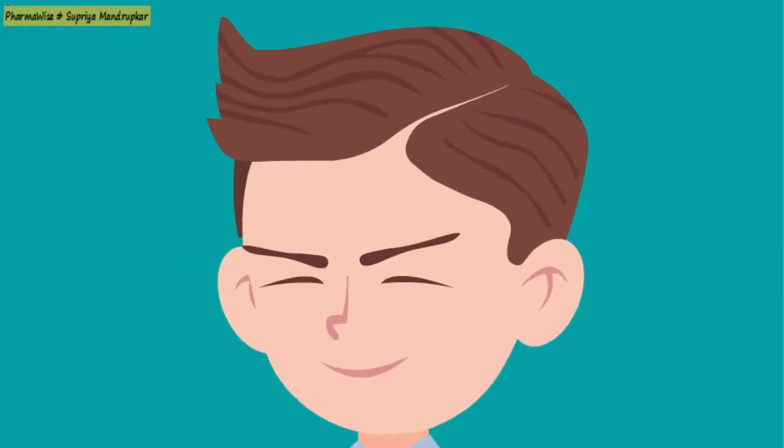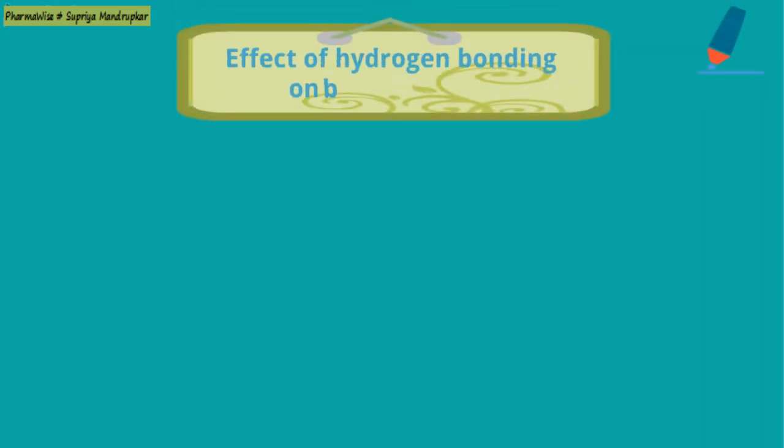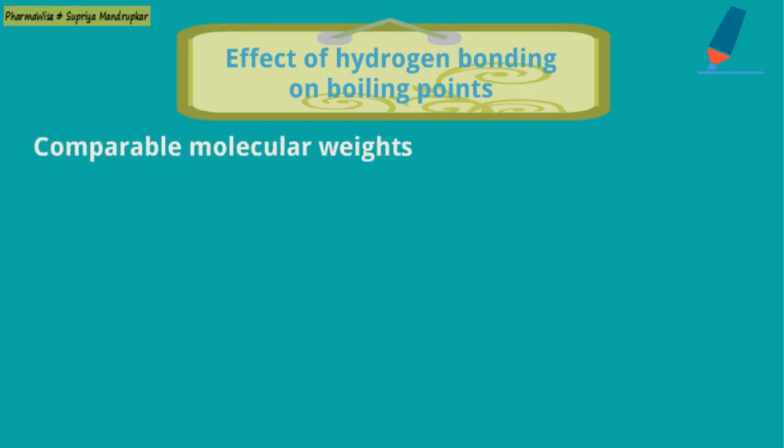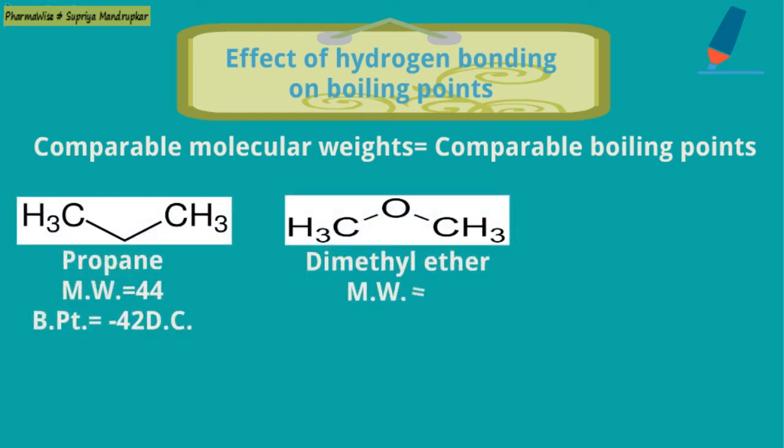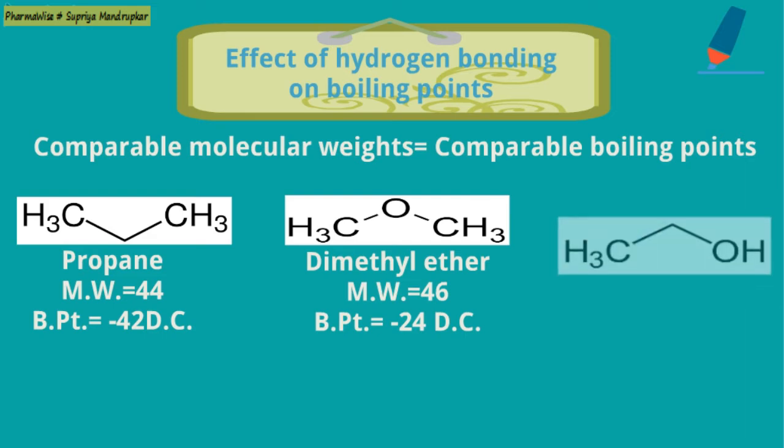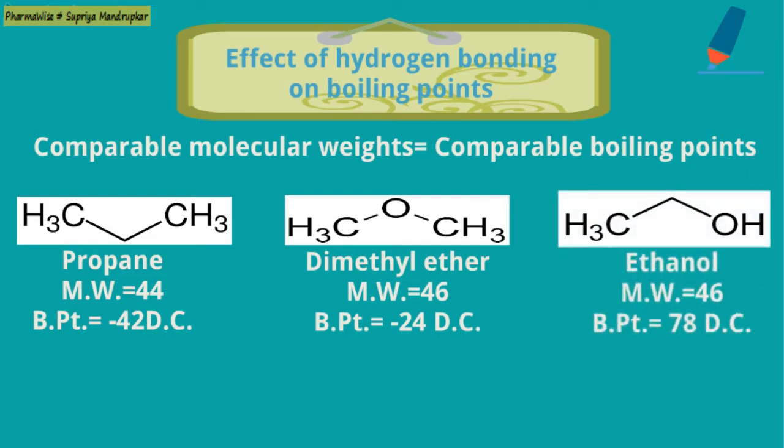Let's study the effect on boiling point. It is understandable that substances having nearly the same molecular weights have the same boiling points. The boiling points of alkanes and ethers of comparable molecular weights are not far apart. But the boiling points of alcohols having almost equal molecular weights are considerably higher. This can be explained on the basis of hydrogen bonding.